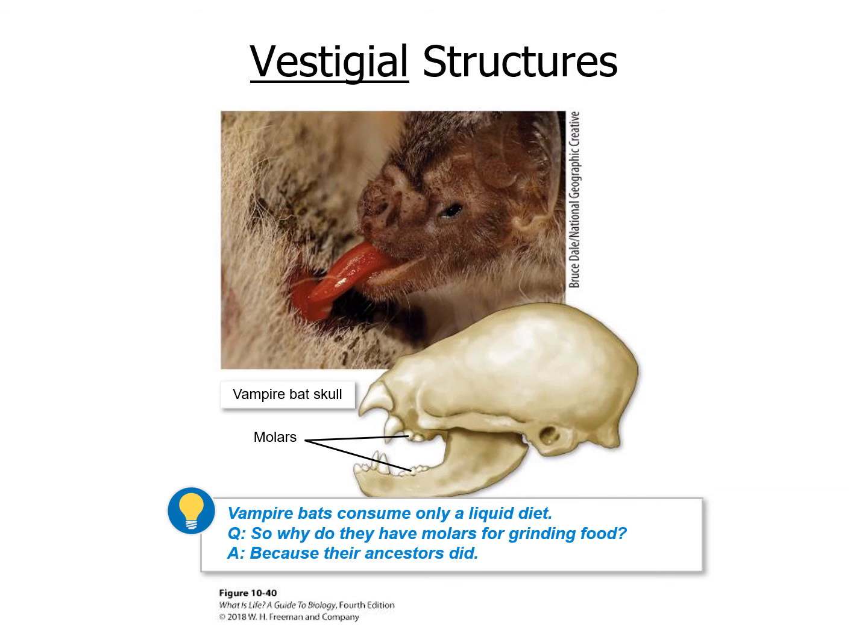Just like humans have wisdom teeth and an appendix. There's a few other things, a tailbone. We don't use those structures anymore, but our ancestors did.